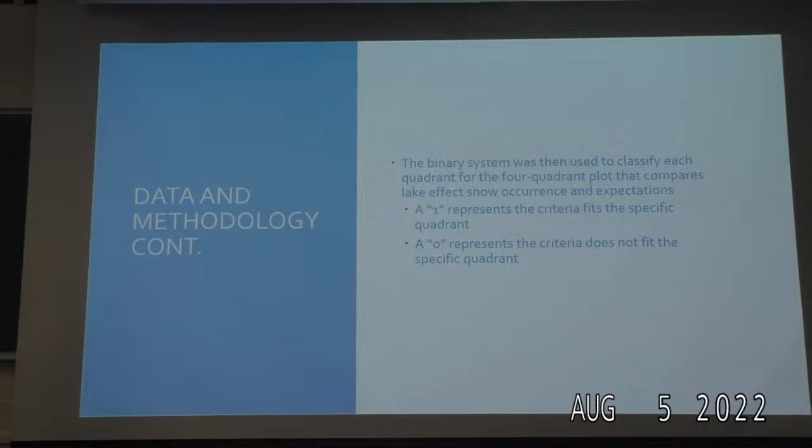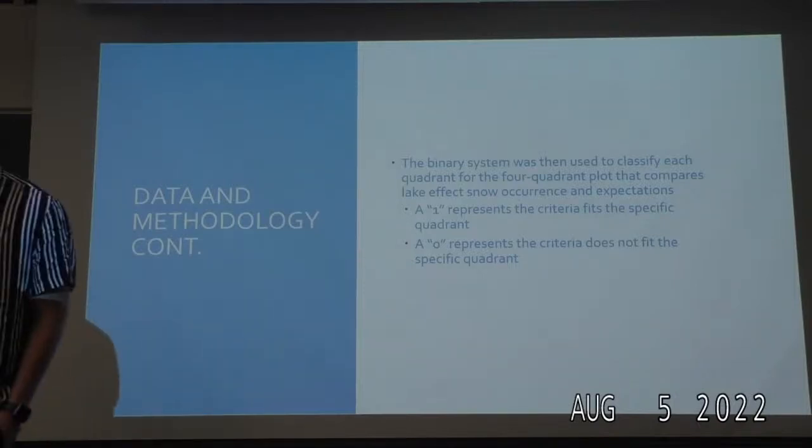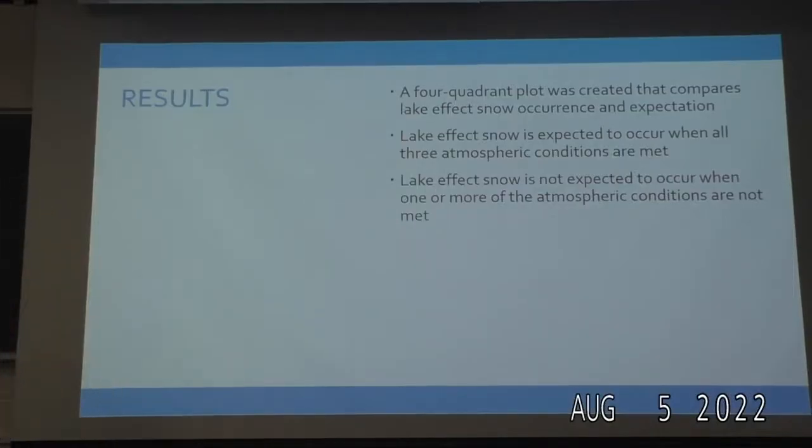And lastly, I used the binary system to classify each quadrant for this four-quadrant plot we'll see in a little bit, which compared lake effect snow occurrence and expectations. One represented that the criteria met that specific quadrant's classification, and a zero represented that the criteria did not fit that specific quadrant and thus fit another quadrant. Moving on to the results, the four-quadrant plot was created to compare lake effect snow occurrence and expectation. Lake effect snow was expected to occur when all three of these conditions were met, and it was not expected to occur when one or more of these were not met.